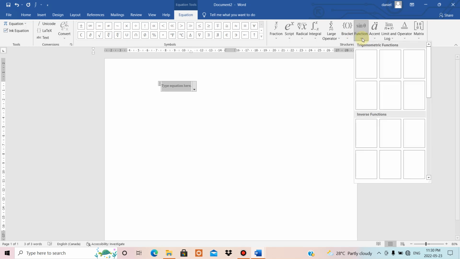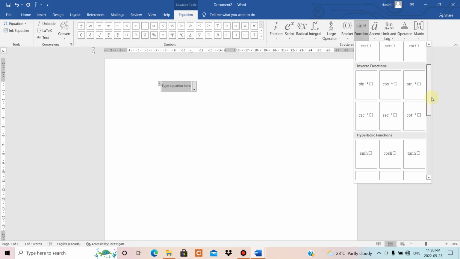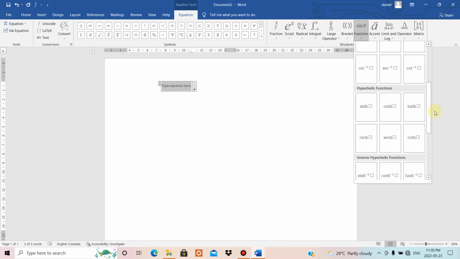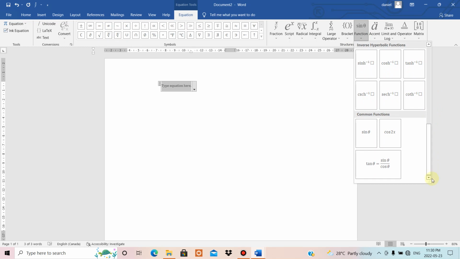The next is the Function. This is where we can find our trigonometric functions. We have sine, cos, tan. If they are in inverse form, we have the inverse functions: sine inverse, cos inverse, tan inverse, and a whole lot. Hyperbolic functions, these are the hyperbolic functions, and we have the inverse hyperbolic functions, common functions. These are the common ones we know: sine theta, cos 2x, tan theta is equal to sine theta over cos theta.